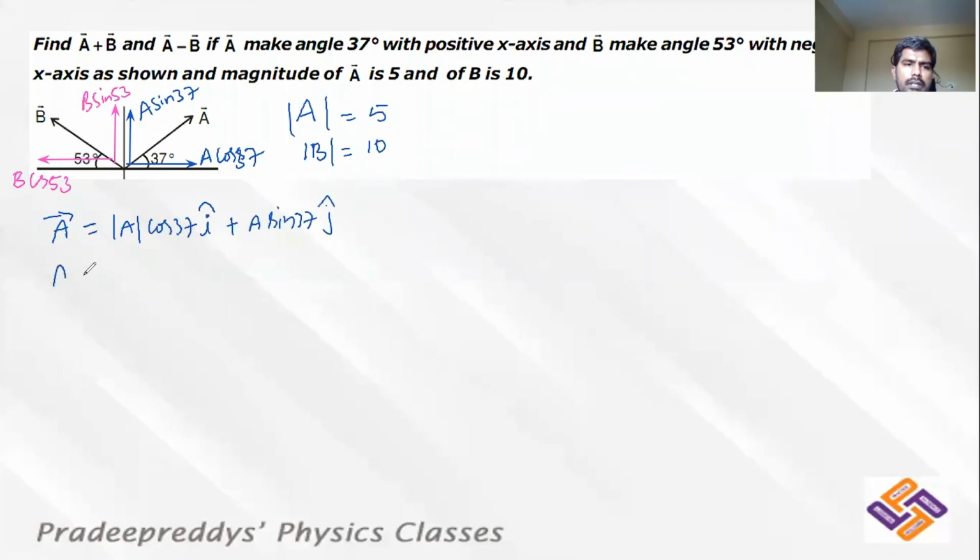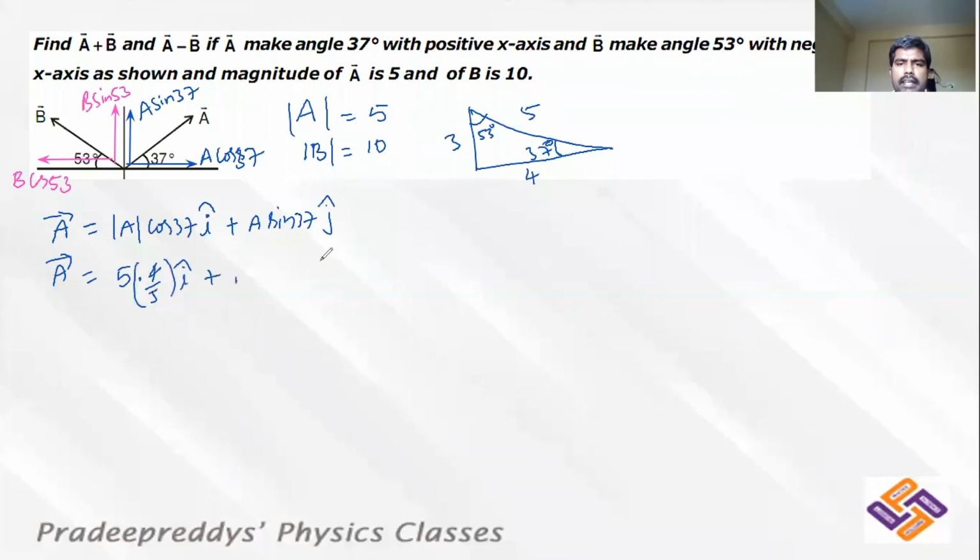So A bar is equal to magnitude of A, it is 5, right? And you know, whenever you have a right angle triangle with sides 3, 4 and 5, this smaller angle is 37 degrees, larger angle is 53 degrees. Now you can write down what is cos 37. Cos 37 is equal to 4 by 5 I cap, A into what is sin 37. Sin 37 can be written as 3 by 5 J cap. So A is 5, this 5 and 5 get cancelled. It is 4I plus 3J. This is A bar. A bar we have calculated.